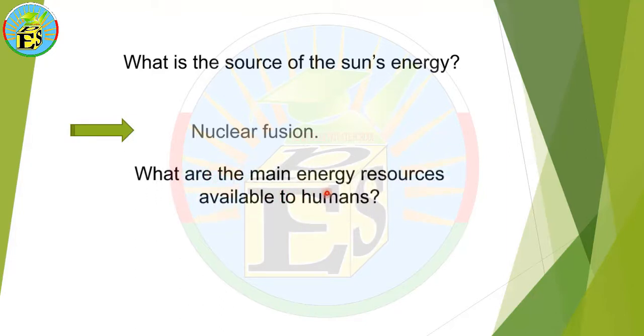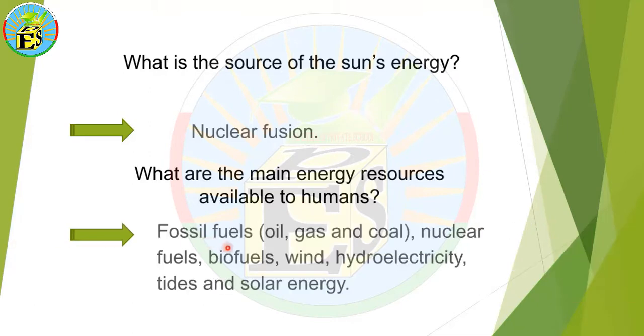What are the main energy resources available to humans? Yes: fossil fuels, oil, gas and coal, nuclear fuels, biofuels, wind, hydroelectricity, tides and solar energy. These are the different resources of energy. Some of these resources are renewable and some are non-renewable. Fossil fuels are non-renewable, but wind, tide and solar energy are all renewable energy.